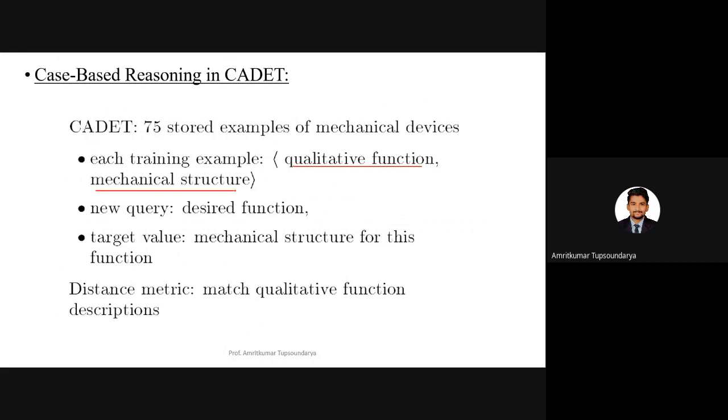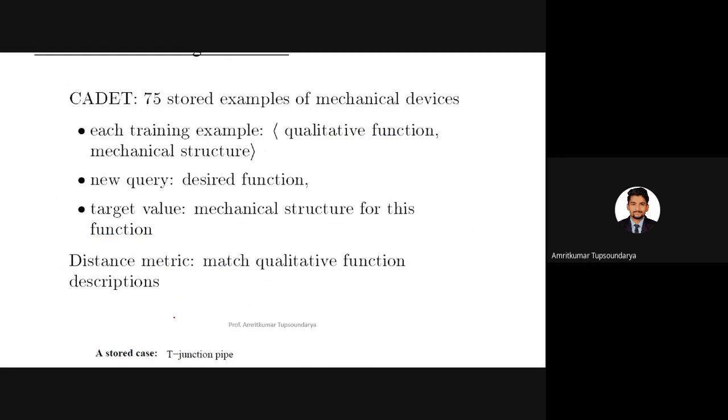And what is the target value in that case then? The target value will be the mechanical structure for this particular desired function, right? The mechanical structure for this desired function will be our target value. Now the distance matrix, like I said, is nothing but we have to match the qualitative function descriptions, right? So with this understanding of case-based reasoning and CADET, let me take an example.